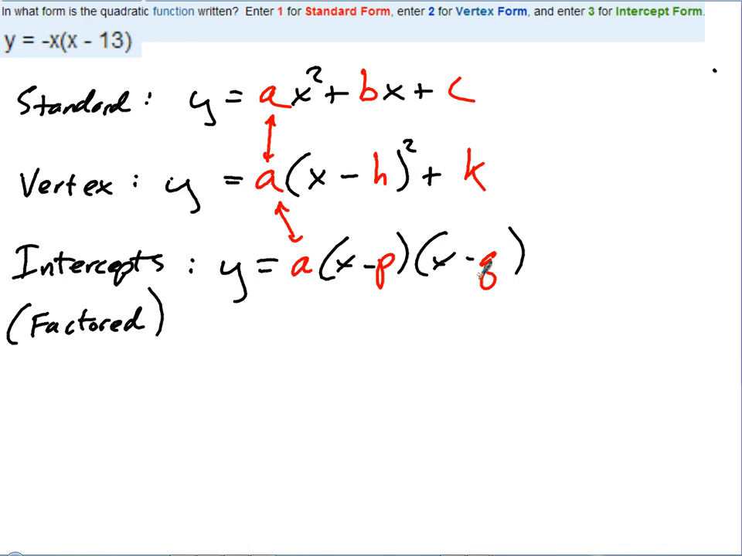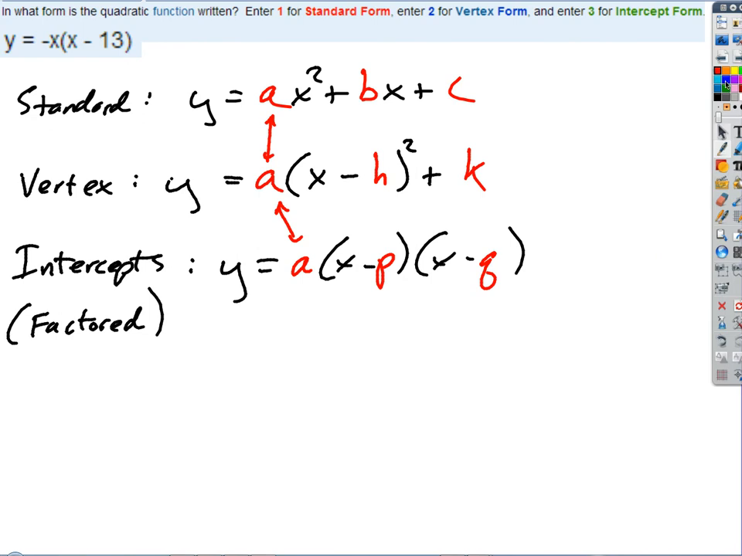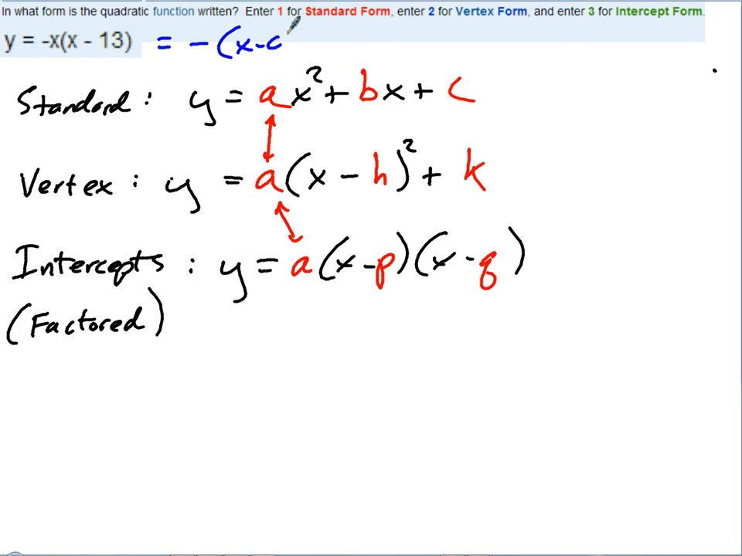So why is this intercepts form? The easiest way to see it is because it's factored, right? I've got it broken into a product of factors. Now it might help if you rewrote this thing a little bit too. We could write this as negative the quantity x minus 0, because isn't x the same as x minus 0, times x minus 13?